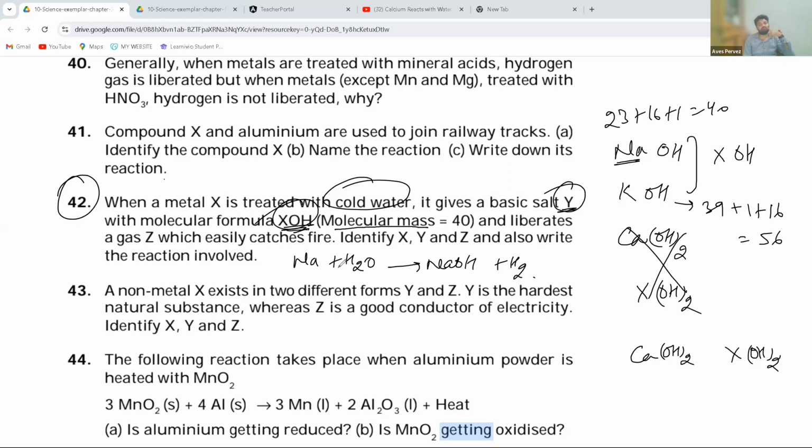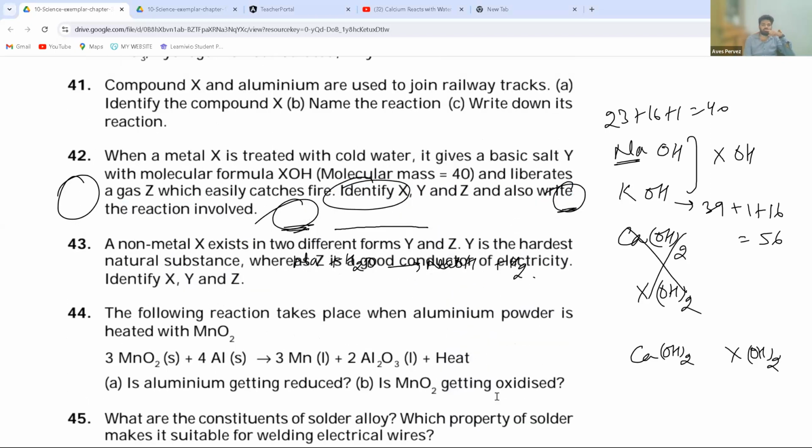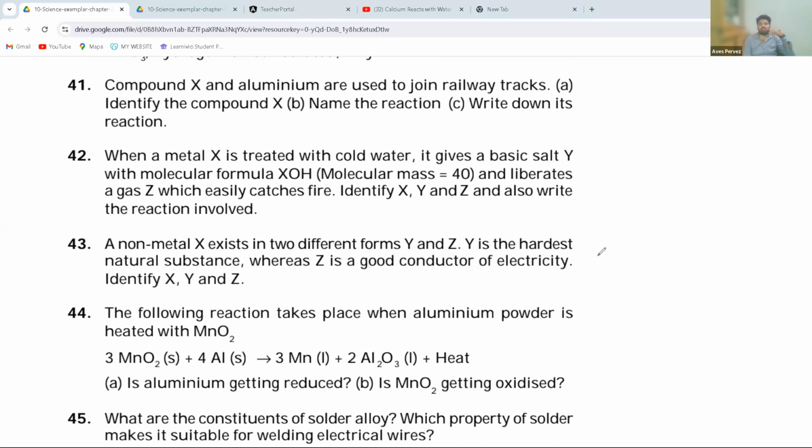Done, everyone? One last question. Can you show the equation? Na when it reacts with water gives NaOH plus H2. Writing it again. It is X, it is Y, it is Z.